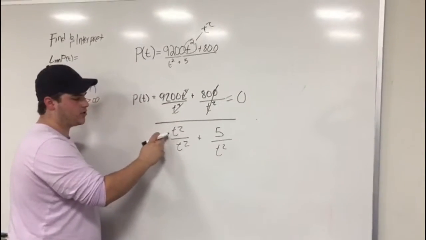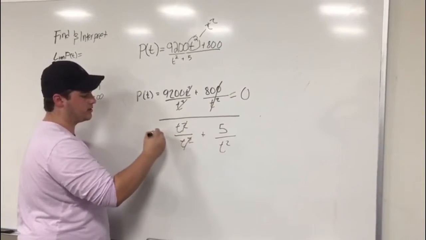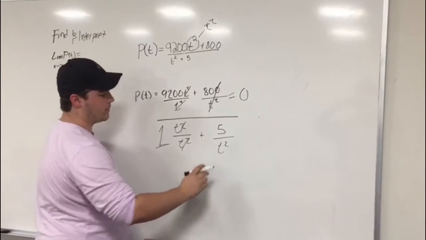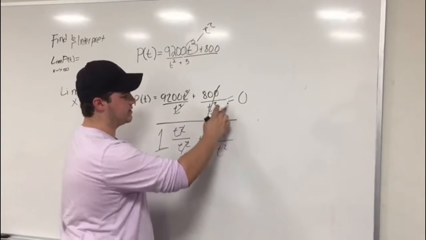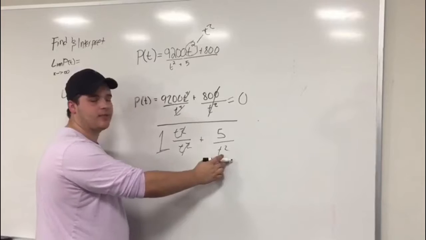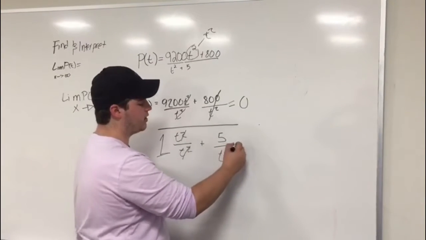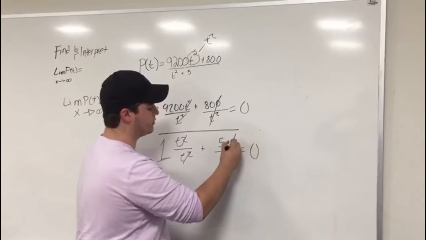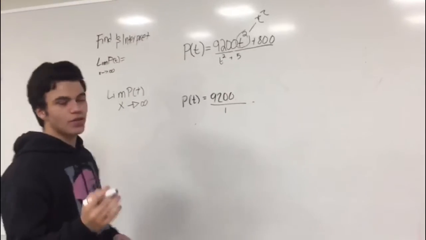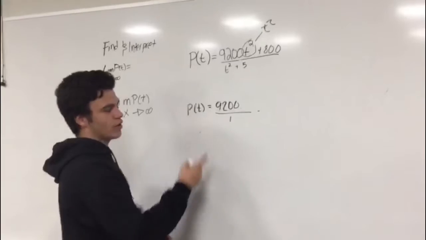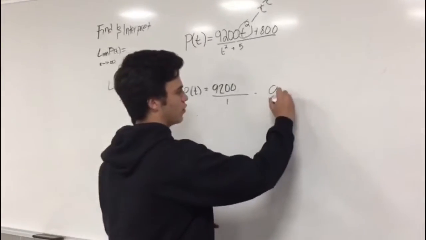We have the same here, so we can cancel directly and it is substituted by 1. And this is the same case as the 805 divided by t squared, because it's infinity squared. It's a much bigger number, so it's also rewritten as 0. Now after simplifying, what we have left is 9,200 divided by 1, which equals 9,200.